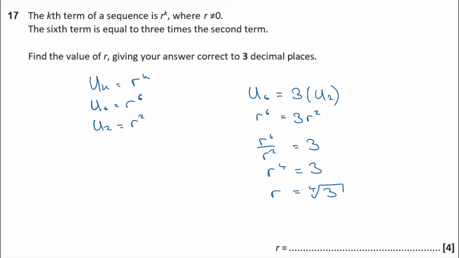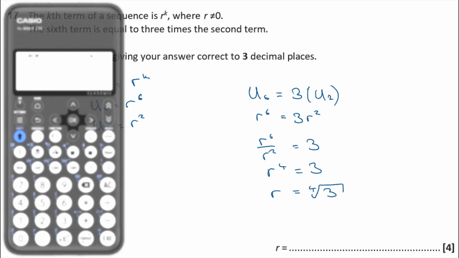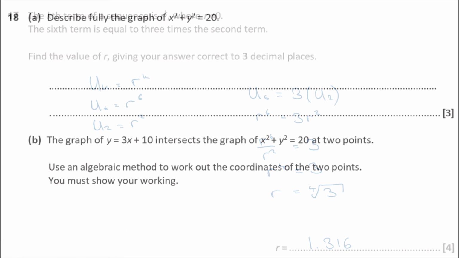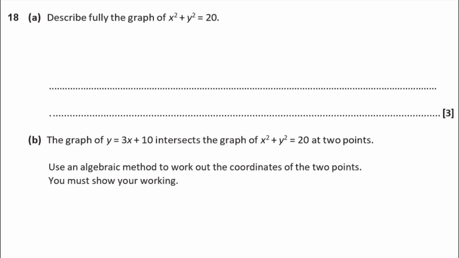Okay, so we need to give that to 3 decimal places. So what's the 4th root of 3? The 4th root of 3 to 3 decimal places is 1.316, isn't it? So r is equal to 1.316. Question 18a: describe fully the graph of x squared plus y squared equals 20. Well, I know that any graph of the form x squared plus y squared equals r squared is a circle of radius r, centered on the origin.